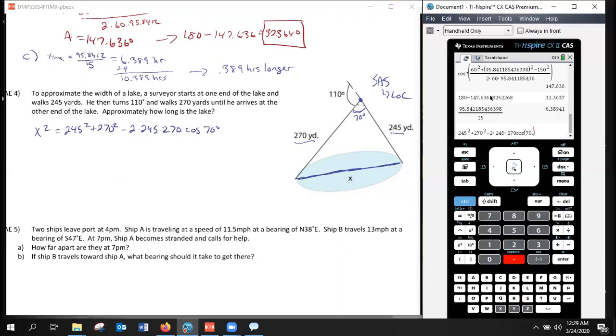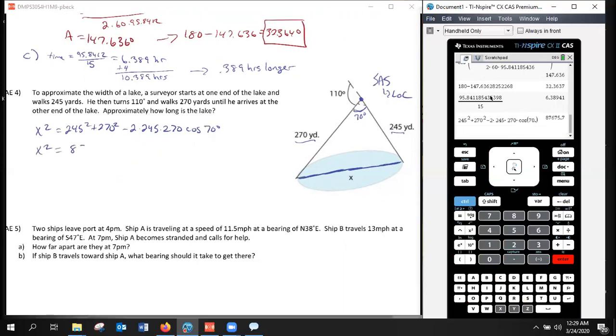And let's make sure we put a decimal point in there so it gives us a decimal answer. So x squared will end up equaling 87,675.7-ish. It's actually a little bit more than that. What I want to do is let's find the square root of that. Hopefully common sense would say it's not 87,000 miles across, but the square root of that answer is 296.101. So x ends up being 296.101.